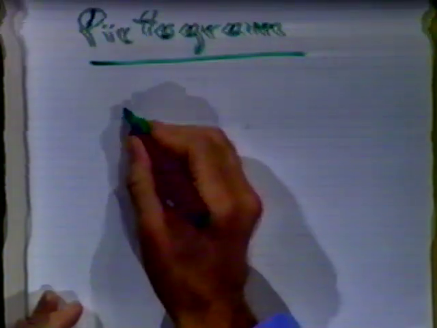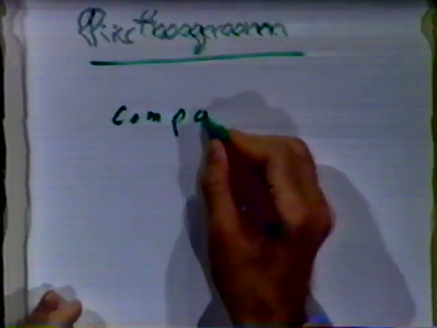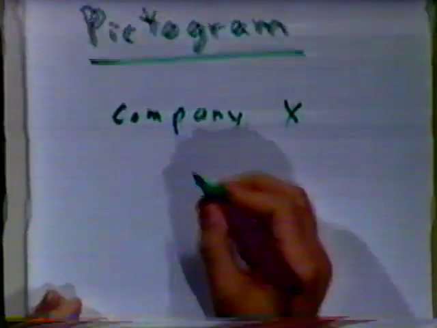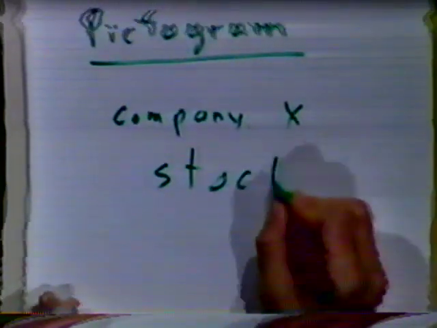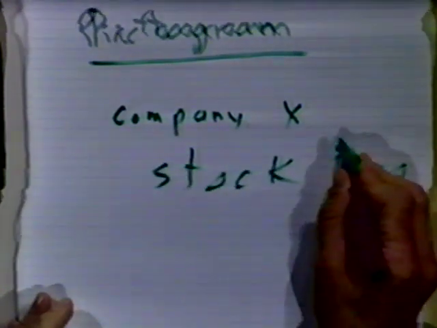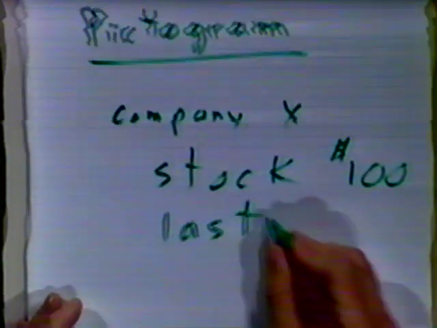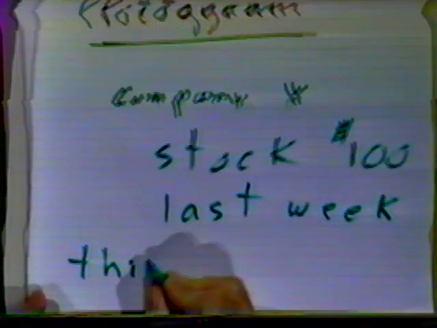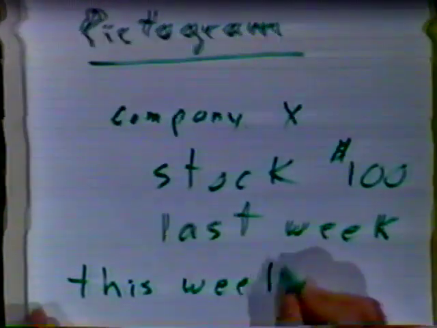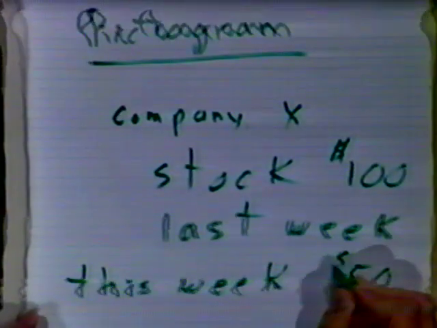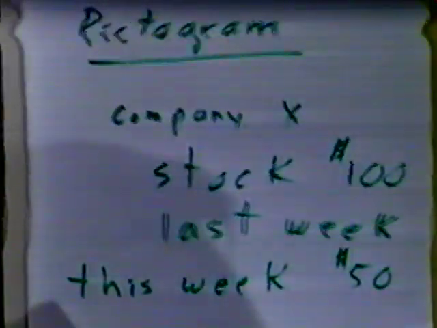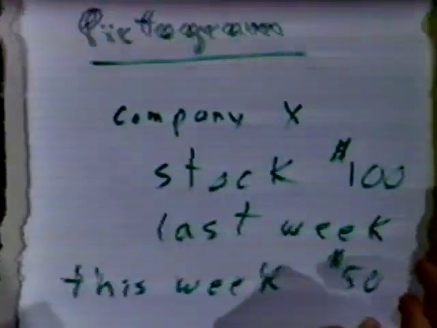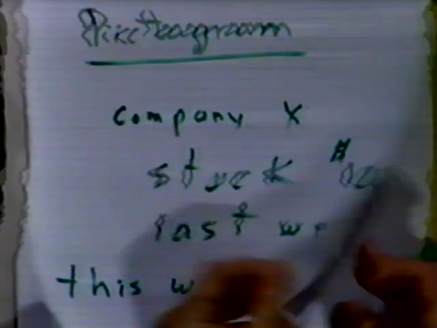So let's suppose in this particular situation that we take some company, we'll just call it Company X so we won't embarrass anybody right now, and suppose that Company X has a stock value of about $100. Let's say that was last week. Now what happened to Company X is that this week that stock value is now $50. So what we want to do is come up with a good way of representing the change in the stock value of Company X from last week to this week. So the pictogram is the technique we're going to use. Let me turn over the page here and I'll show you how that could be done.